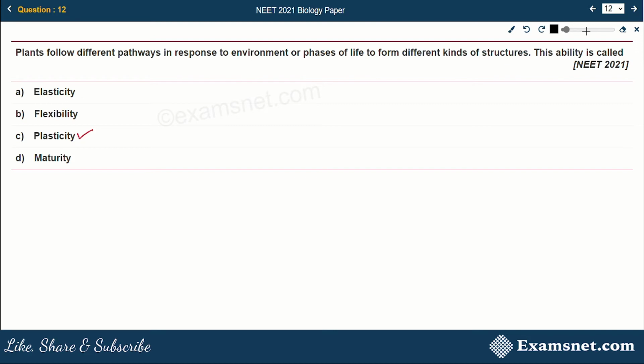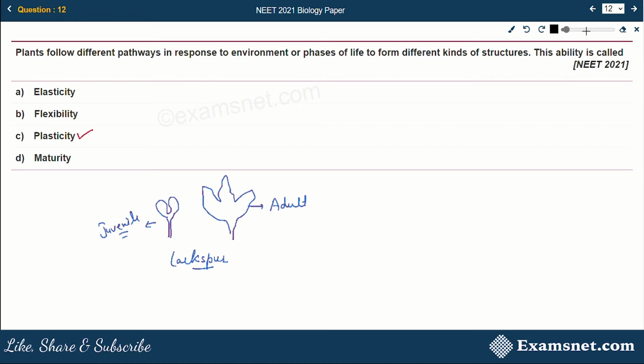See what happens during the process of development. Plants adjust their pathways according to different phases or environmental conditions. For example, if you look at these leaves, these leaves are of the same plant called larkspur. But this is the juvenile leaf, that means the leaf that is found in the juvenile phase of the plant, whereas this kind of leaf is found in the adult phase.